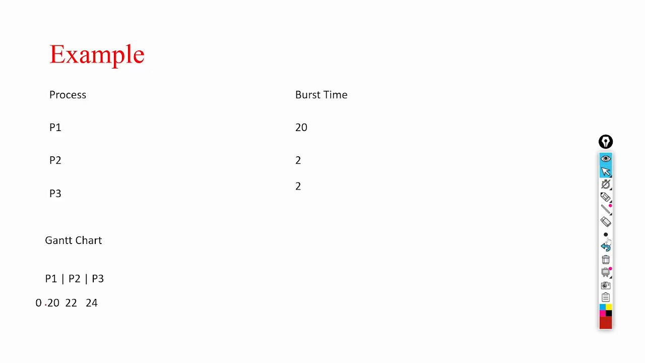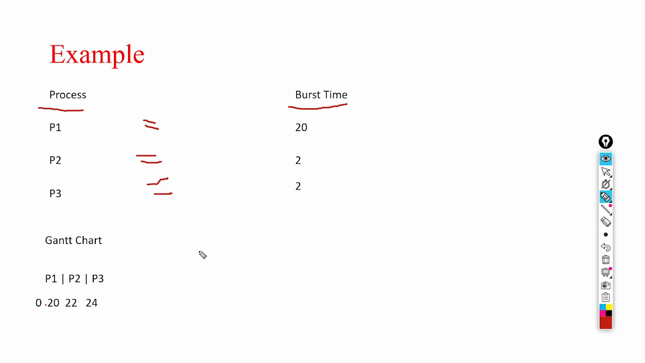So there is one example here for the FCFS scheduling algorithm, the first come, first serve scheduling algorithm. Let us understand FCFS using the example here. These are the processes and these are the burst times. P1 has a burst time of 20. P2 has a burst time of 2. P3 has a burst time of 2. So this is first come, first serve.